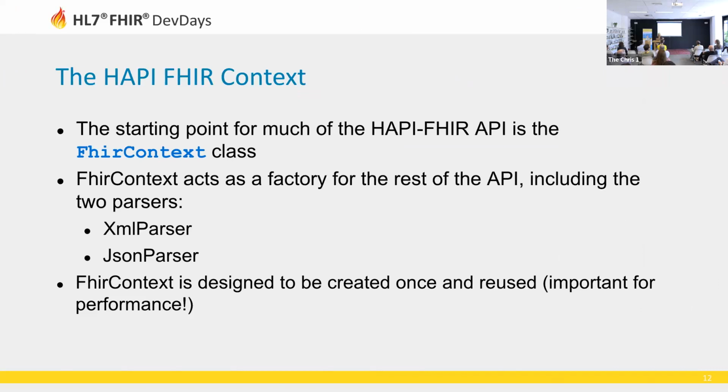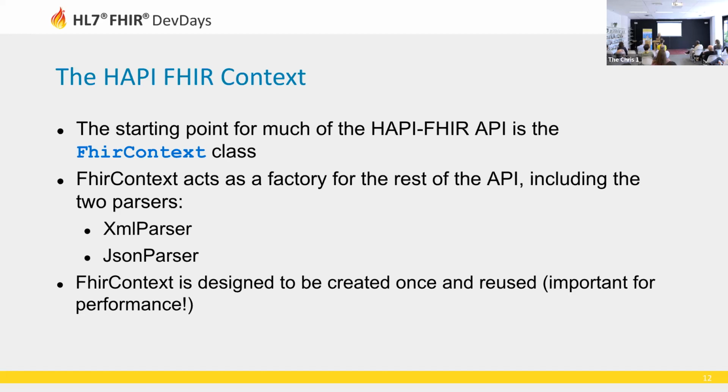Getting started with the library, the first class that you will almost ever have to interact with is called the HAPI context, or the FHIR context class. This is your gateway into everything else in HAPI. You can ask it for parsers, you can ask it for clients, you can use it to create validators, FHIRPath executors. Servers use it, various things all take advantage of your FHIR context object.